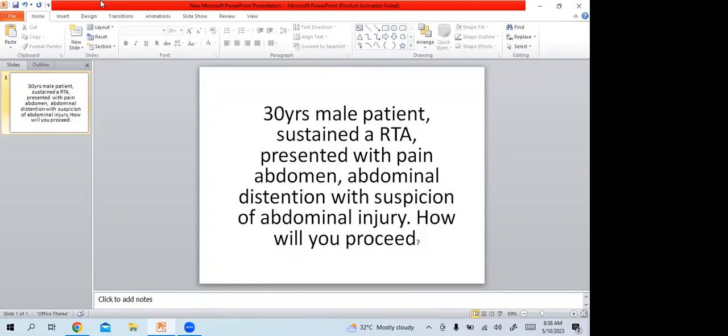Another important thing is that while doing the initial assessment, you should not forget to do a chest X-ray. A plain chest X-ray can show free gas under the diaphragm, and that is one prime indication for doing a laparotomy for abdominal trauma. Because of peritonitis, you have to go for laparotomy.